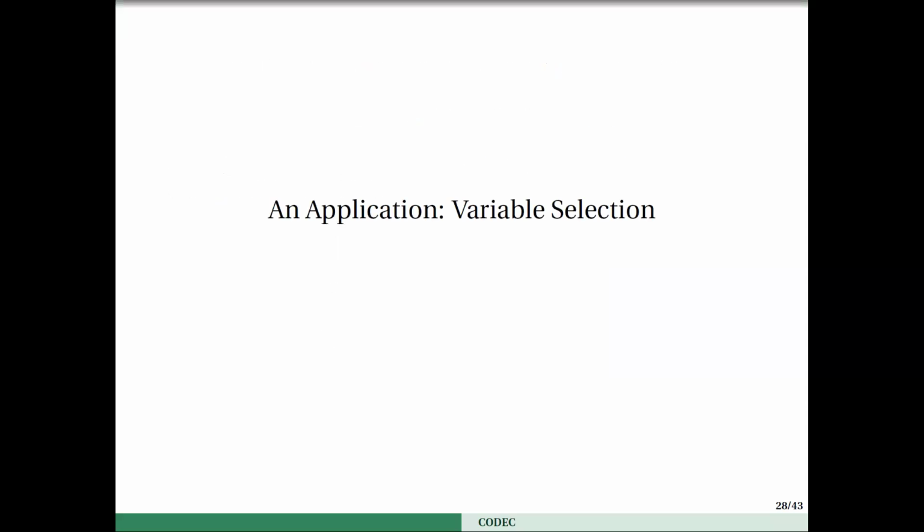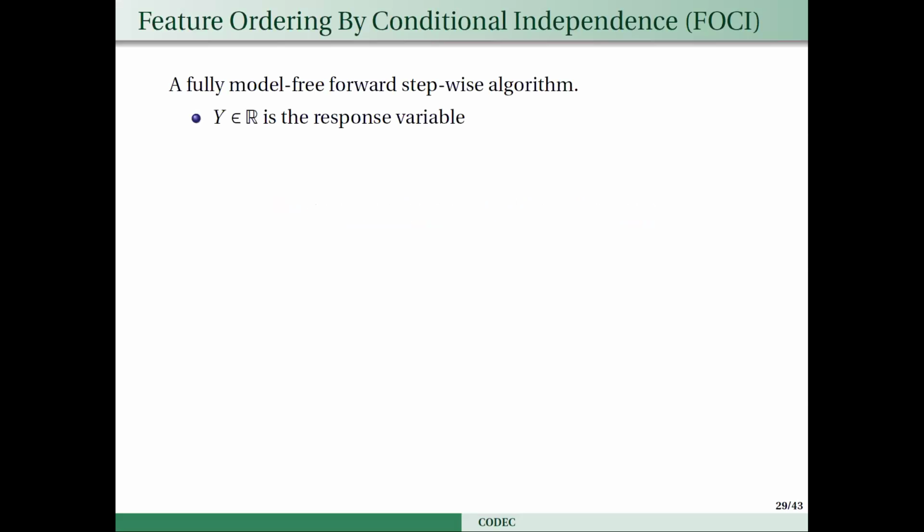Now, an immediate application of any measure of dependence would be in variable selection. And we also tried it. And so we came up with an algorithm that's called FOCI. So this algorithm is a model-free forward stepwise algorithm.